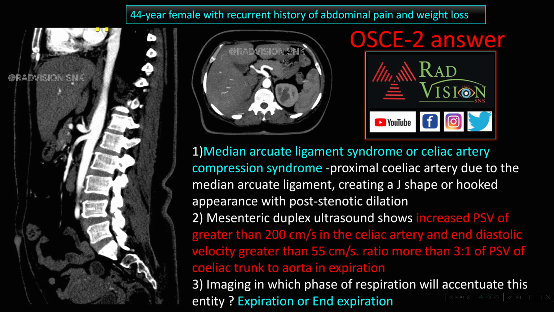What are the typical Doppler duplex ultrasound findings? Increased PSV greater than 200 centimeters per second in the celiac artery, and end diastolic velocity greater than 55 centimeters per second, and PSV ratio of celiac trunk to aorta is nothing but more than 3:1. These are the typical Doppler ultrasound findings which can be seen in median arcuate ligament syndrome. And imaging in which phase of respiration will accentuate this entity? Expiration or end expiration will accentuate this entity. So remember, this is nothing but a median arcuate ligament which is compression over the celiac artery and forming a J-shaped indentation leading to the typical symptoms.